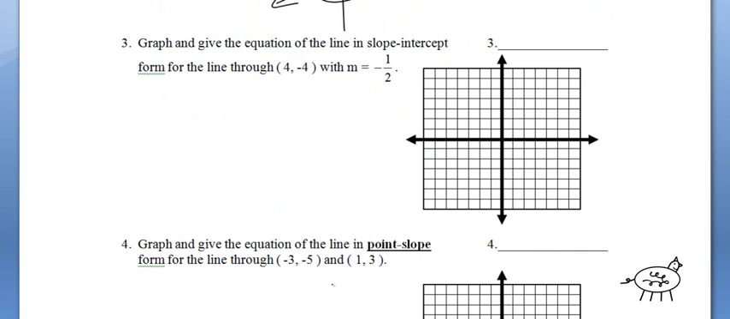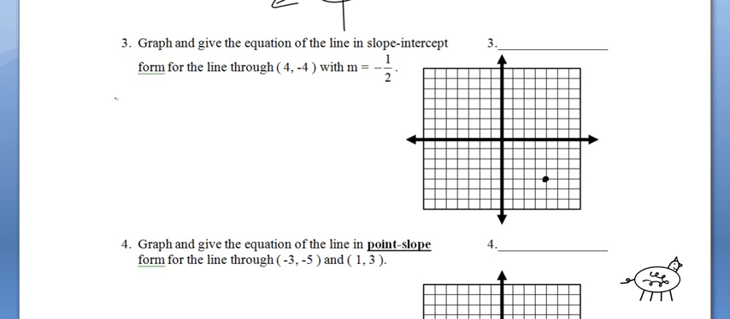Graph and give the equation of the line in slope-intercept form for the line through 4, negative 4 with a slope of 1/2. So first of all, I'm giving you a piece of graph paper here. So we're going to plot 1, 2, 3, 4, 1, 2, 3, 4. Here's the point, and the slope is 1/2. So I think probably the best way to go about doing this is put it in point slope form.